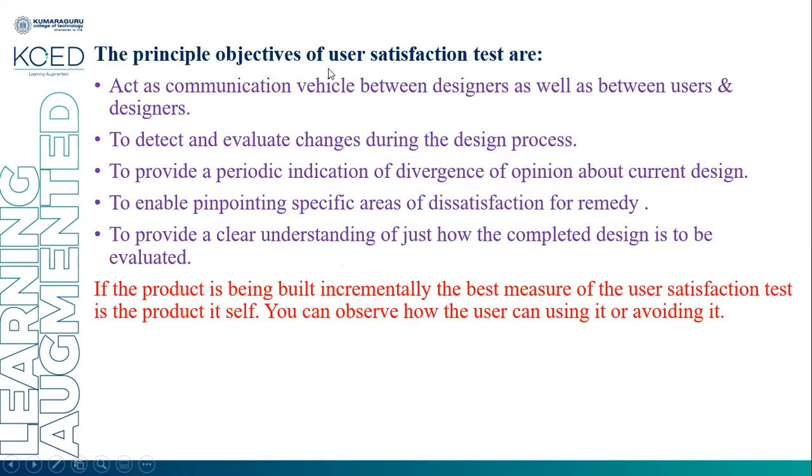The principal objectives of the user satisfaction test are to act as a communication vehicle between the designer and the user. To detect and evaluate the changes during the design process. To provide a periodic indication of divergence of opinion about the current design.